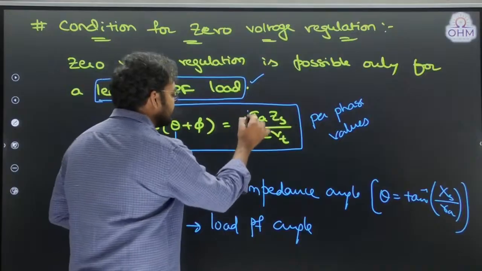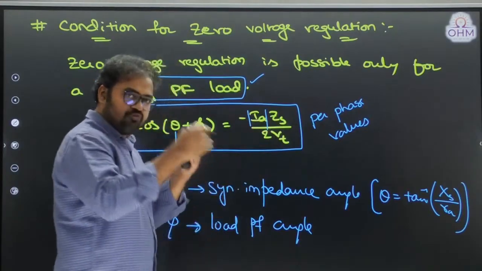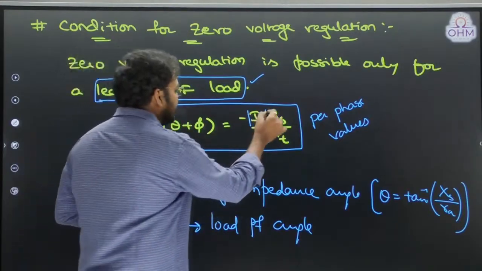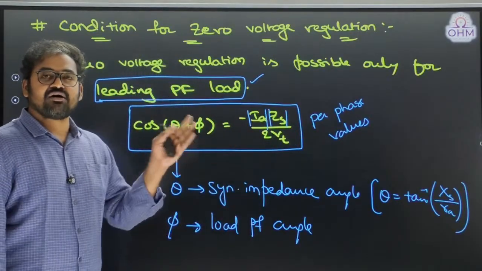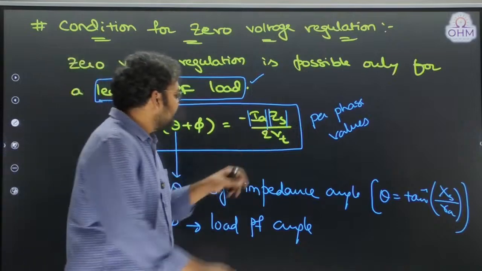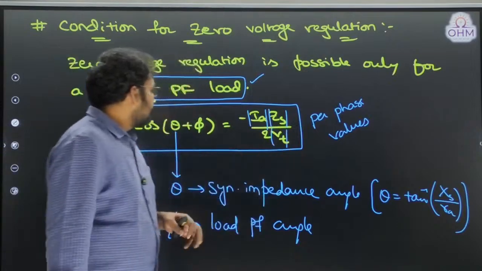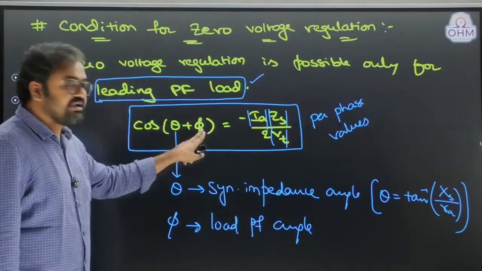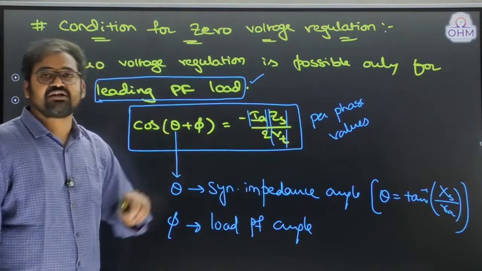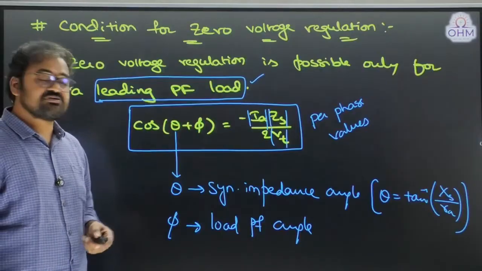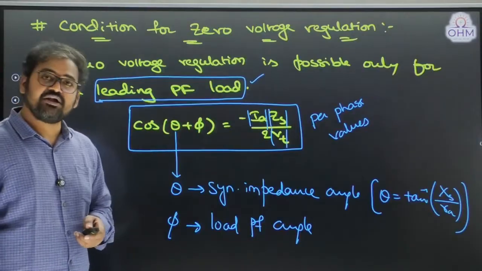Only magnitudes you need to consider. Magnitude of Ia, that is the full load current. And magnitude of Zs, what is the Zs magnitude? Square root of Ra square plus Xs square, and Vt magnitude. Okay, so if you solve this equation, you will get the power factor angle phi, the angle at which zero voltage regulation can be identified.